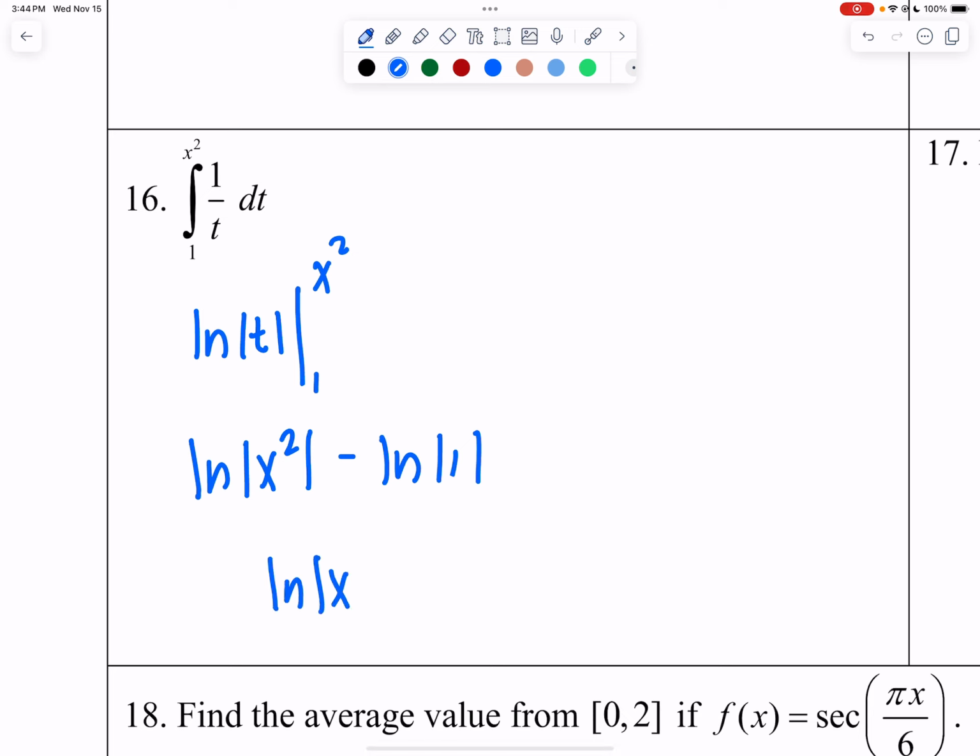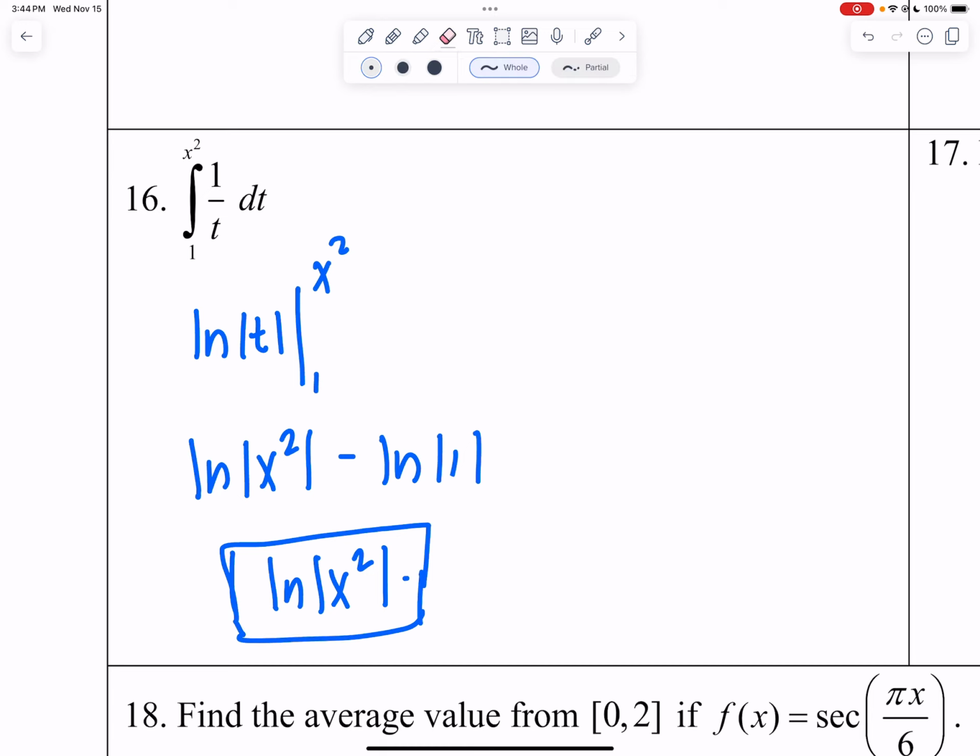So your answer here is just ln of the absolute value of x squared. Now remember that I do not need a plus c or a constant of integration because this is a definite integral here. So I'm going from 1 to x squared, so I really don't need a plus c in my answer.